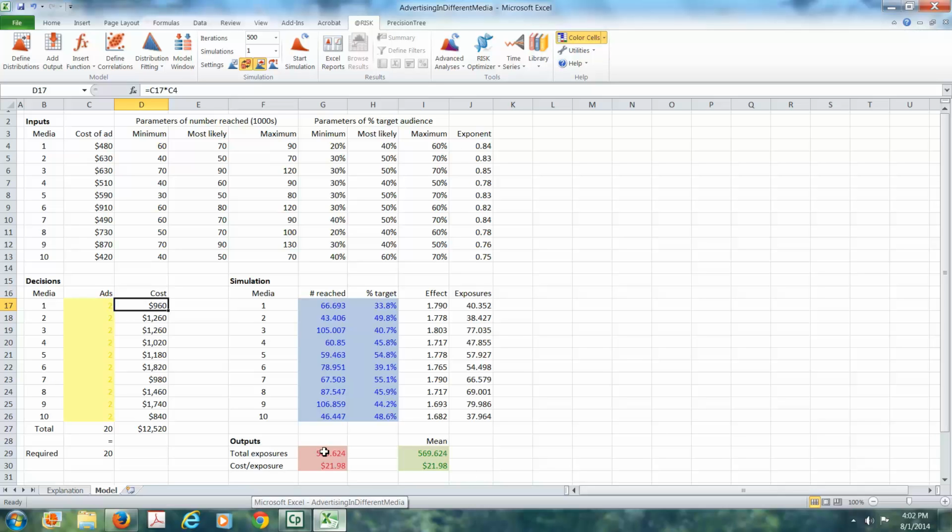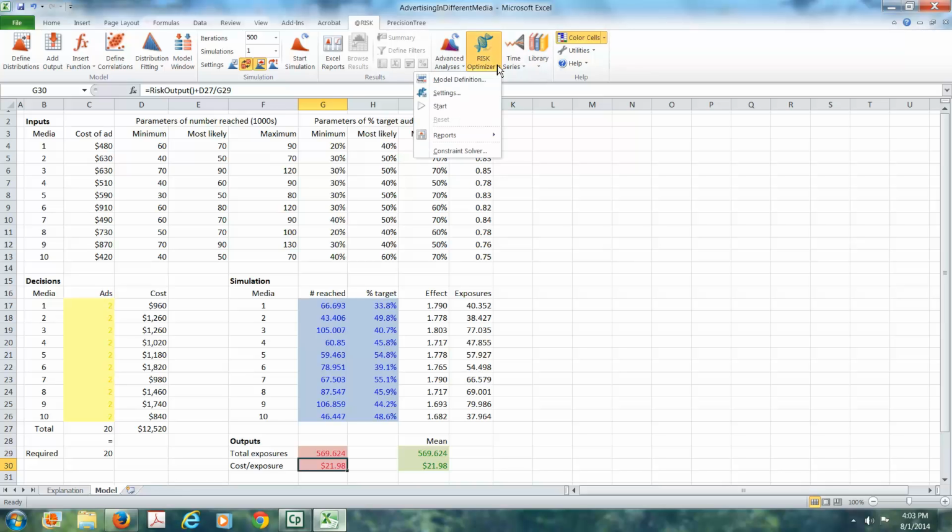So down here, we add up the total exposures, and we have the total cost over here, so we can easily calculate the cost of exposure. Here's the tricky part. Because these values are uncertain, it's not so easy to figure out how many ads to buy with each media. This is where Risk Optimizer comes into play.